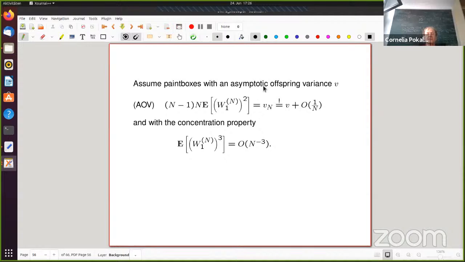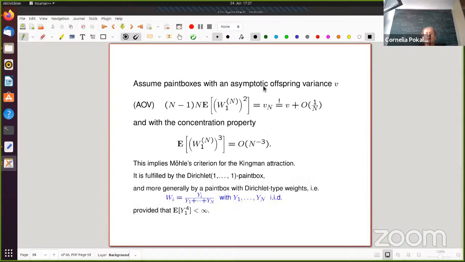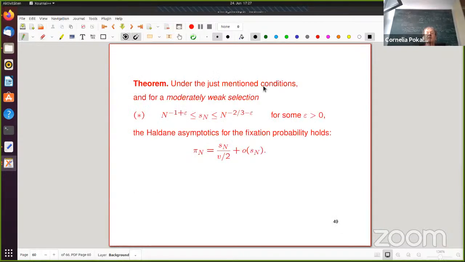This was the second part before. Well, and another third moment condition. And by the way, this implies Möhle's criterion for the Kingman attraction, right? And with these assumptions, which are also fulfilled in a Dirichlet paintbox, and also in a situation which Cornelia described in the second part, Dirichlet type weights, provided that the fourth moment of Y_1 is finite, then we have the following theorem.